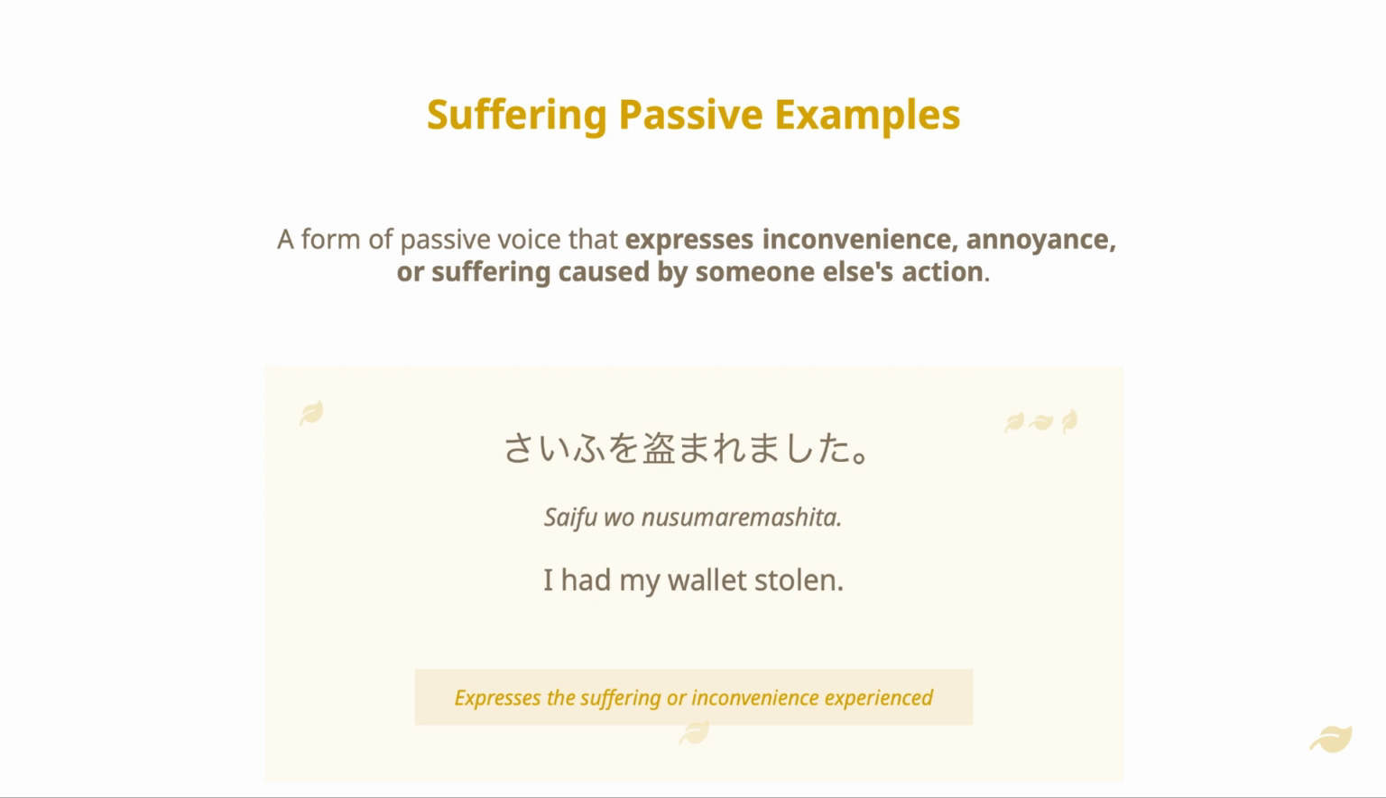But we can think when we are suffering caused by someone else's action, then it's suffering passive, not indirect passive. For example, when we receive a present, which is a happy moment, then it's indirect passive, not suffering passive. So we have these three types of passive voice.